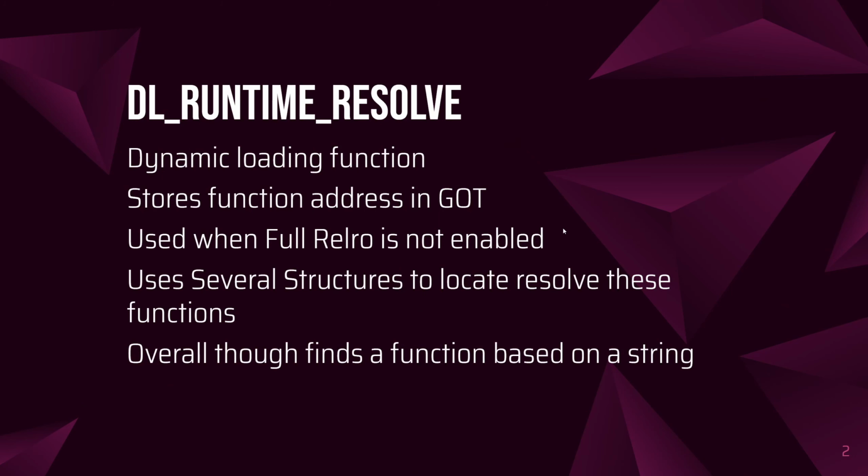So, DL runtime resolve is the function that's usually called for dynamic loading of a function. Usually, when you get to the GOT, the function itself isn't there when it's first called, so it actually has to resolve the address for it, and then it'll store the function address into the GOT. This is used when full RELRO is not enabled, so partial or no RELRO, which means the GOT is writable. And it uses several structures within the file itself to locate and resolve these functions.